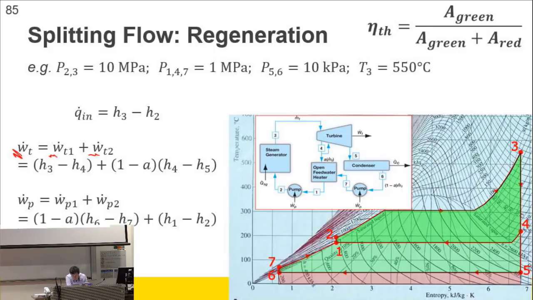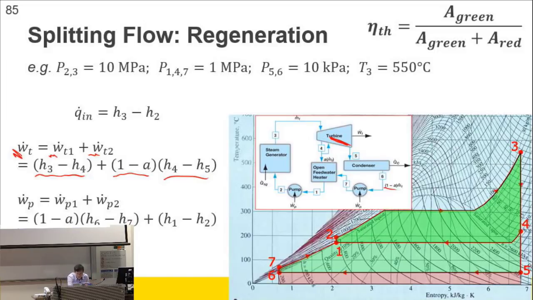So this is before the flow is split, so you get H3 minus H4 for that portion of the turbine. Then some of the fluid goes between state point 4 and state point 5, and it is 1 minus A times the total mass flow. And so we get 1 minus A being the mass flow rate times the difference between state point 4 and state point 5. So we calculate the work through our turbine by splitting up the two portions and saying, well, some of it gets all the mass flow and some gets a portion of the mass flow.